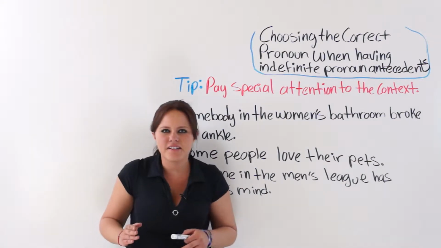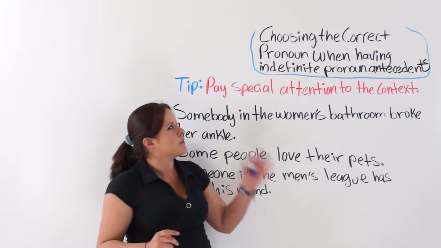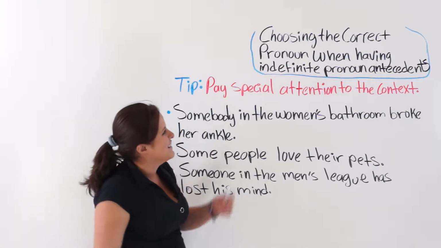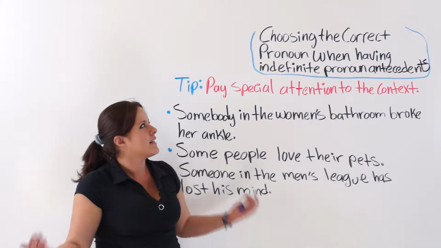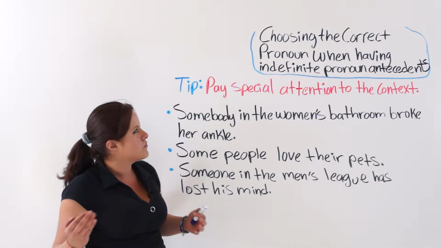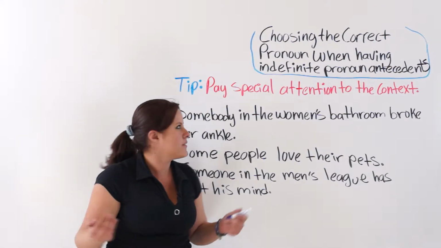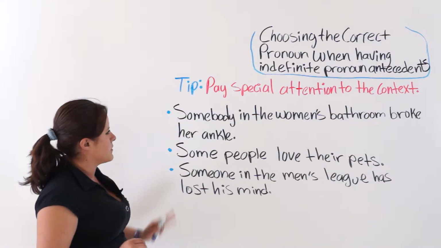In today's lesson, I will be talking to you about choosing the correct pronoun when having indefinite pronoun antecedents. What does this mean? That I will teach you how to choose the correct pronoun when you have an indefinite pronoun. For example, I have three here on the board.